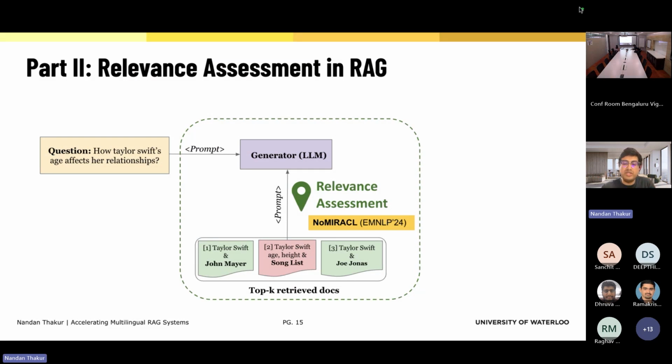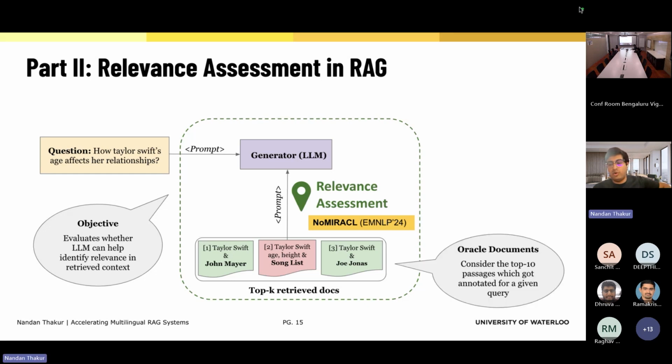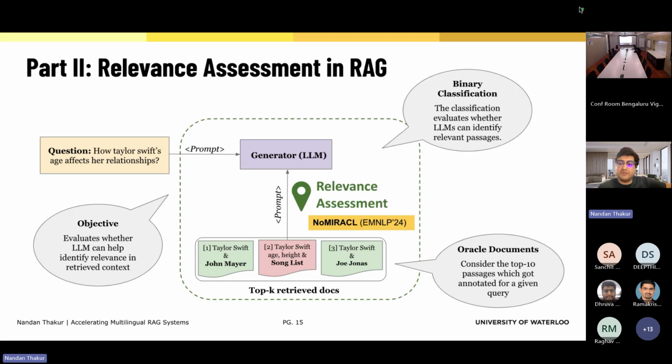In this case, our objective is, given a set of top K retrieved documents and a question, to evaluate whether the LLM can help identify relevance in the retrieved context or not. In our case, we considered Oracle documents. We considered the top 10 passages which got annotated and used those for our paper. And lastly, we labeled the task as a binary classification task, where we evaluate whether an LLM can identify the relevant passages or not.